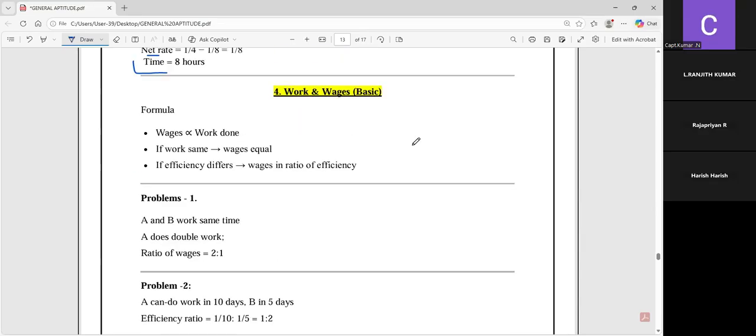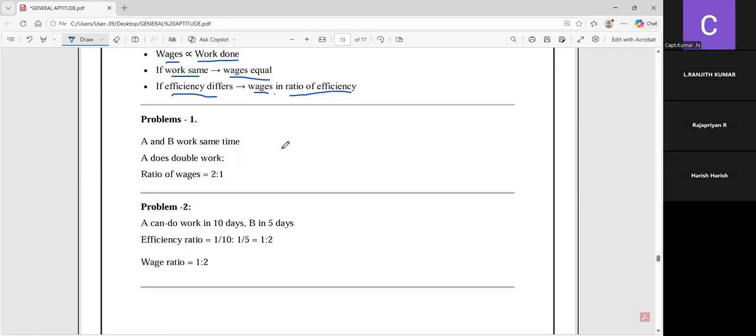For example, the staff will do the work. He will finish the work. How much wages do we have to pay based on this work? Here, wages are directly proportional to the work. If the work is the same, wages are also the same. If the efficiency is different, wages are in the ratio of efficiency.